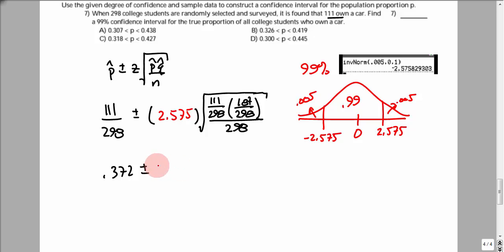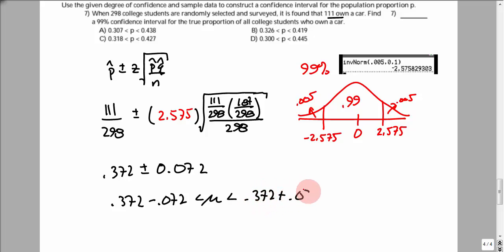So I get 0.072 here. So my lower bound is going to be 0.372 minus 0.072, less than the mean, less than 0.372 plus 0.072. So our lower bound, 0.372 minus 0.072 is 0.3.